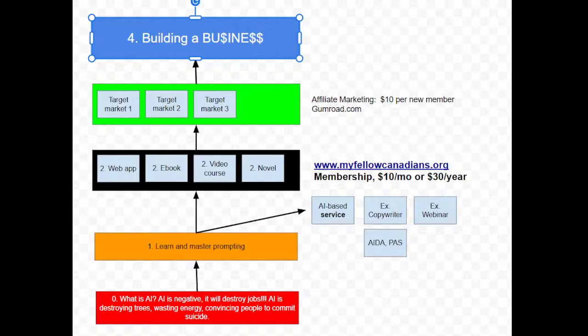So there you have it, guys. This is a comprehensive GPS system, so to speak, that shows you step by step. So step 1, the orange rectangle. Step 2 in black. Step 3 in green.